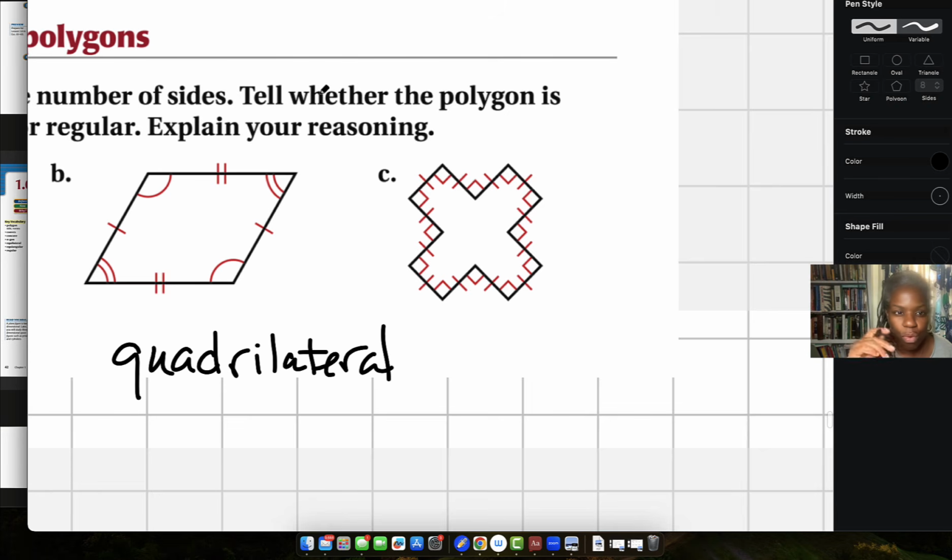Over here, this last one looks kind of weird, so I'm going to zoom in a bit. So remember, we want to know if all the sides are the same length, and we do have all the sides that are the same length. So already I know that this is definitely equilateral. Now I want to figure out if it's equiangular.